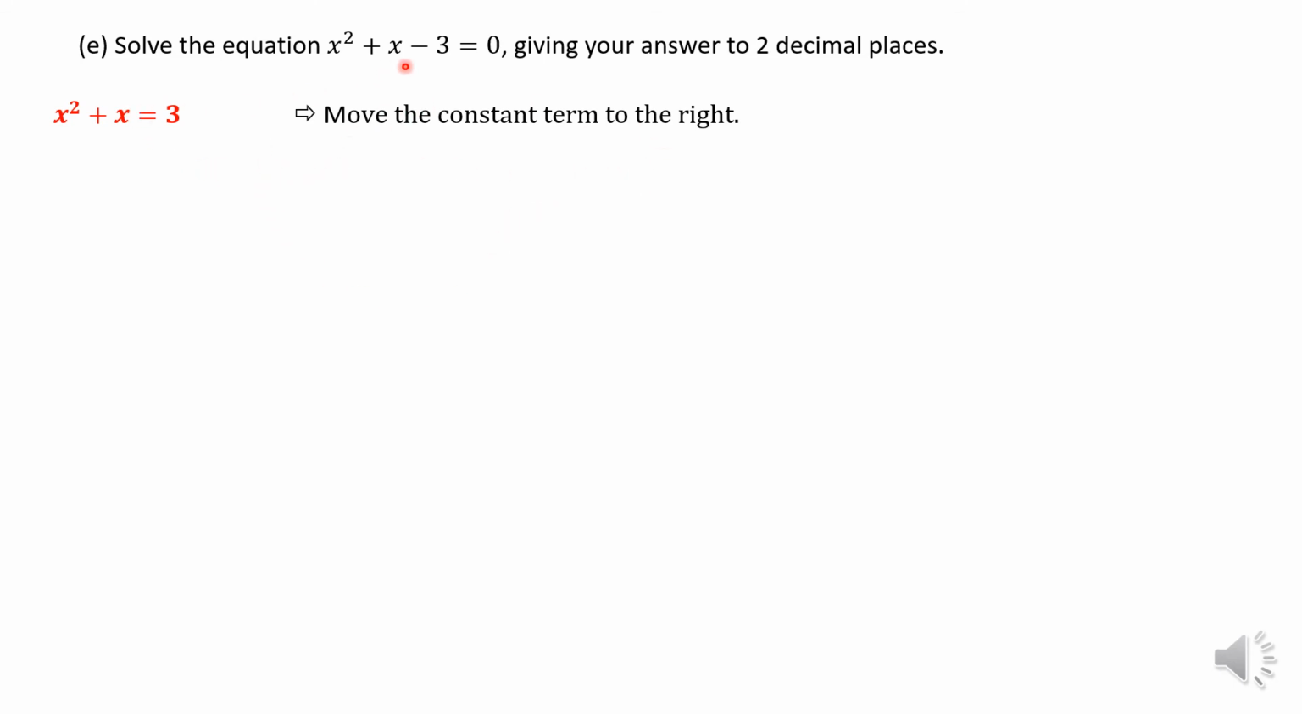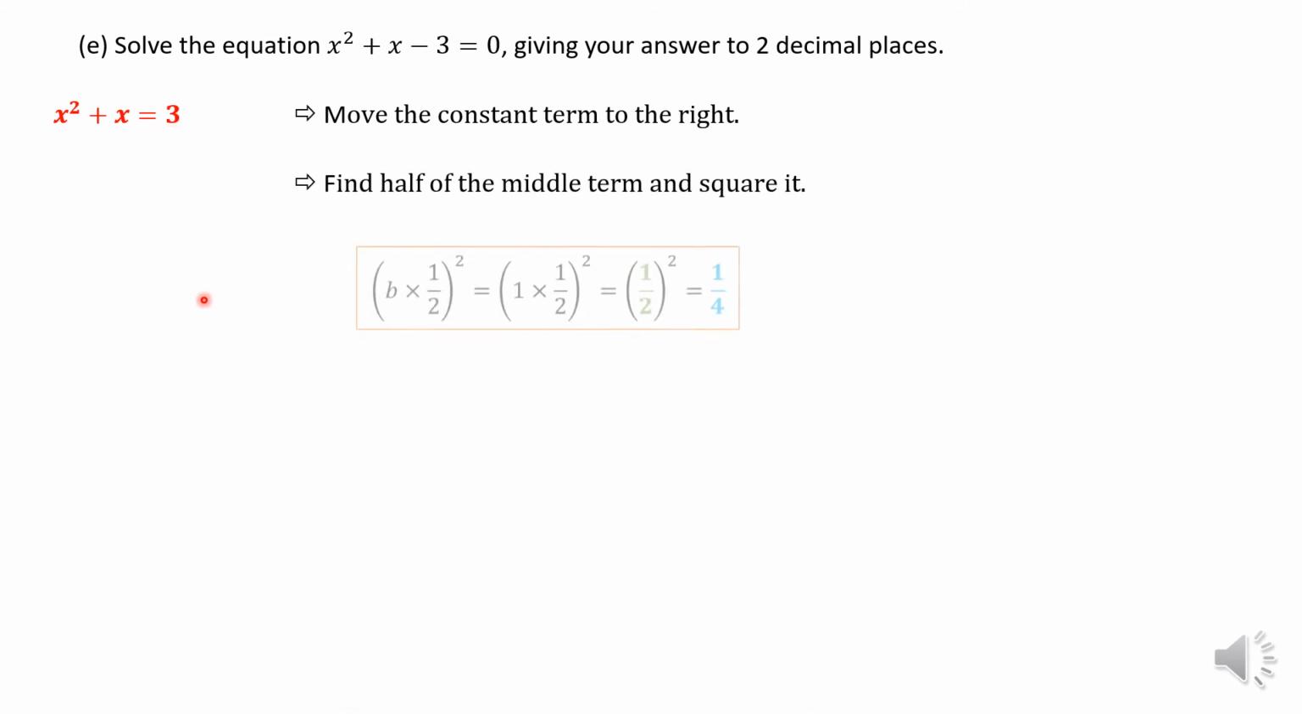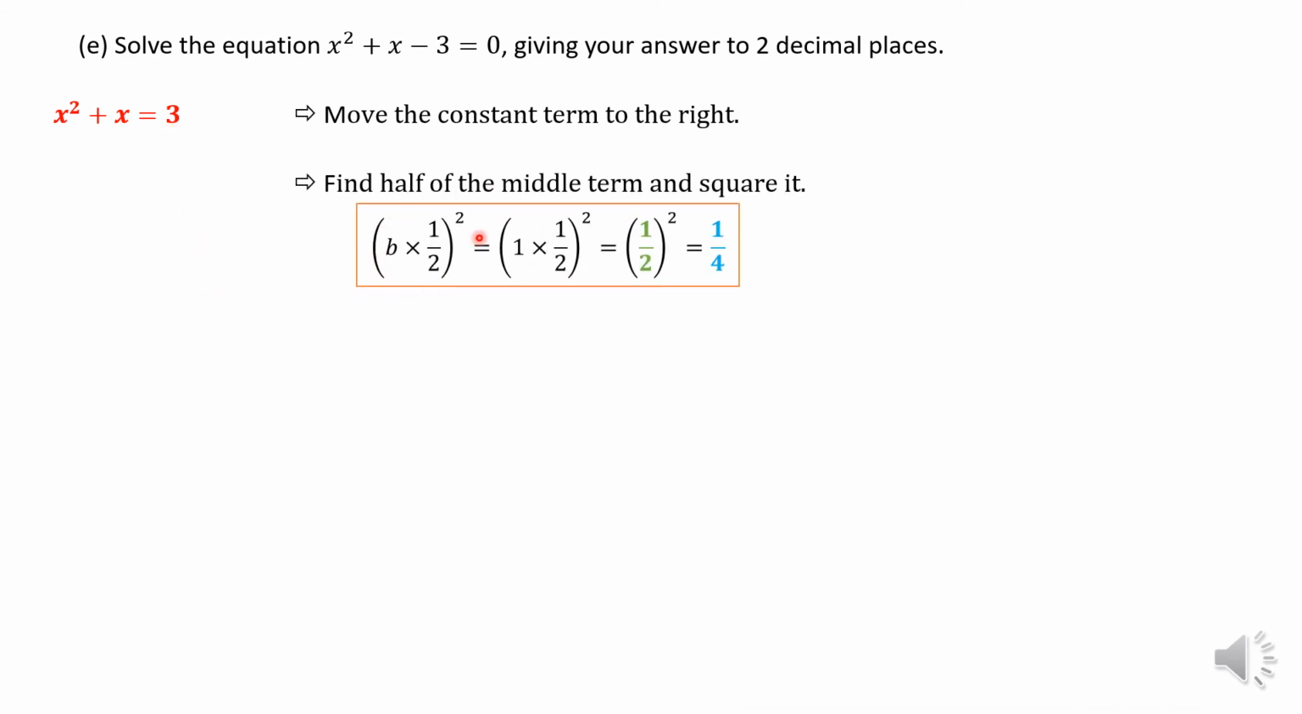So the first thing is I move that -3 to the right, it becomes a positive term. Then I have a little sequence of events that I like to do. All right, so I find half of the middle term, which is the 1 here, and I square that. When I square that, I will be adding this 1/4 to that 3. So you see, half of 1 is 1/2, and that's what I have here. So I've completed the square here on the left. In here there's a 1/4, so I must add that 1/4 to the right as well.